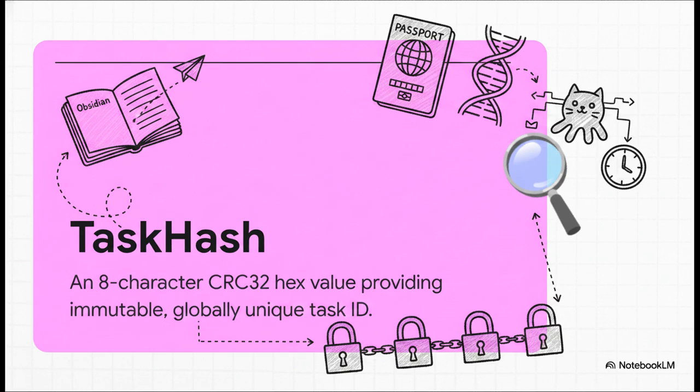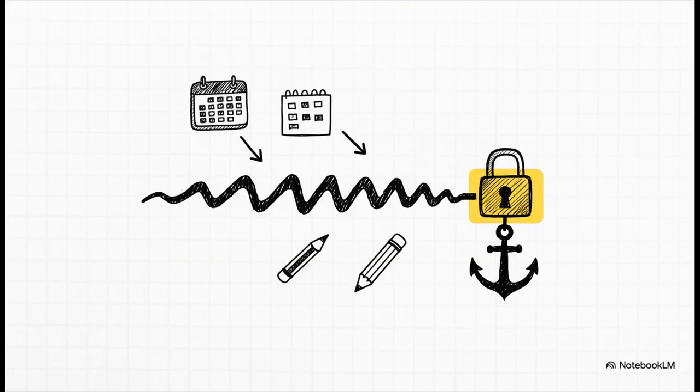Think of it like a digital passport or the DNA for every single task you create. This hash provides an immutable, globally unique identification across all 3 systems, ensuring nothing ever gets lost in translation. To put that into perspective, look at this example right here. You've got the task Build Mobile App, followed by this 8-digit hex suffix in parentheses, C4A2F819. That's your task hash.